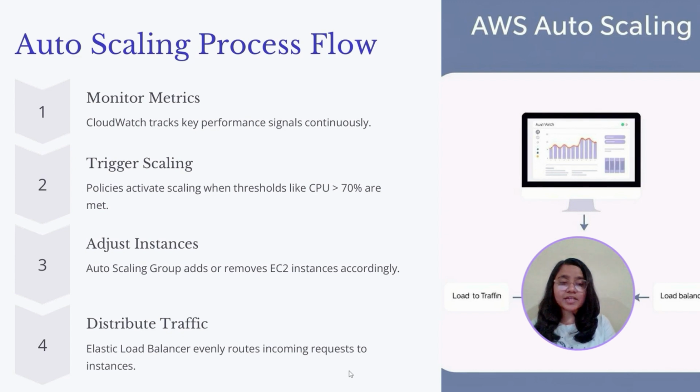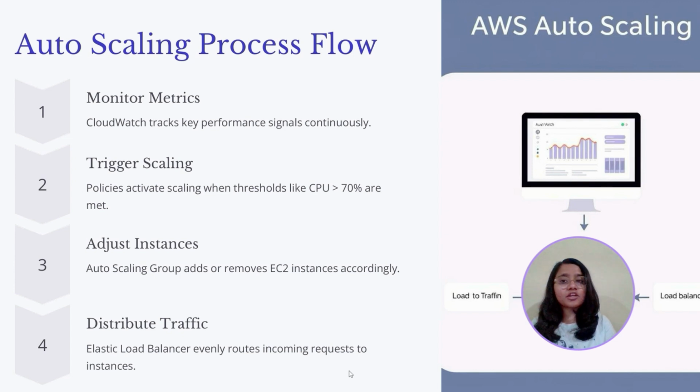Then the elastic load balancer distributes the traffic. Once your EC2 instances are scaled, an elastic load balancer helps to distribute the traffic equally across all running instances, ensuring that no instance is overloaded. It's a continuous process where your infrastructure is automatically adjusted as needed.